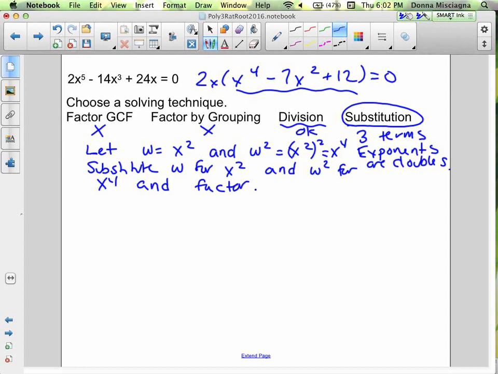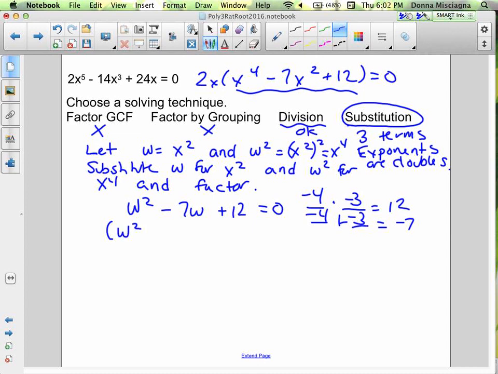All right, so now we have, instead of x to the 4th, w squared. Instead of 7x squared, we're going to have minus 7w, and then we will still have a 12 because it doesn't have any w's or any x's with it. Now we'll factor. 1 times 12 is 12. We need 2 numbers that multiply to give us 12, but add to give us our b term of negative 7. And if you say negative 4 and negative 3, you are correct. So we'll replace the 7 with a negative 4 and a negative 3.